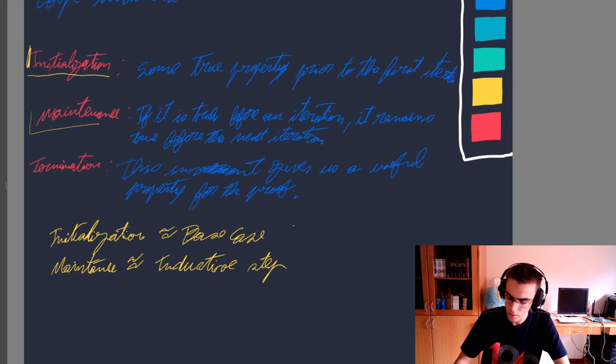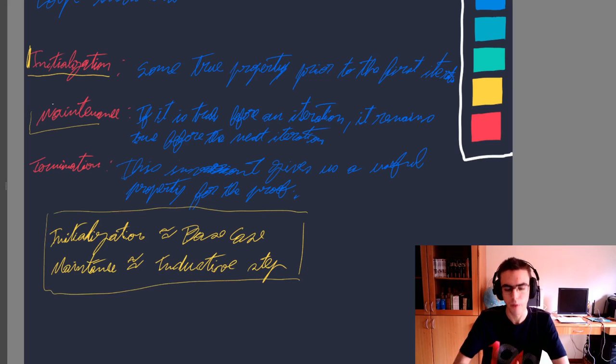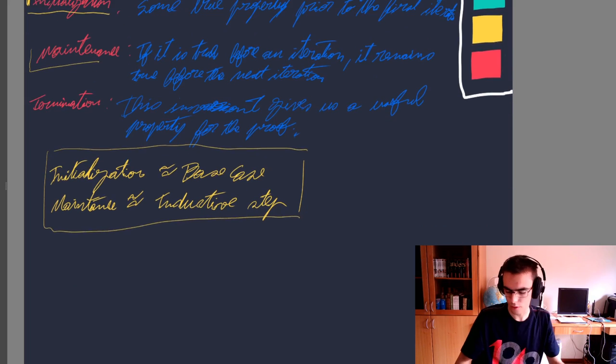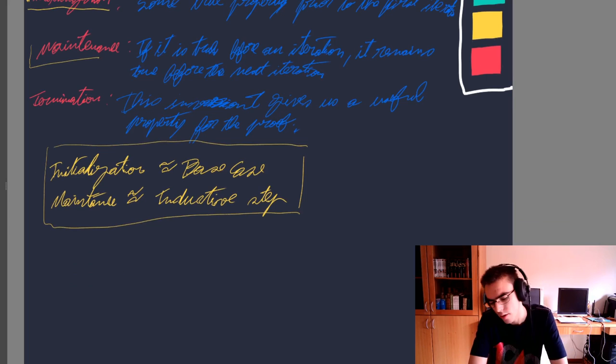And so having an analogy between mathematical induction and the key aspects of loop invariants is extremely useful, because if we have this analogy, we are most likely able to prove correctness by doing a simple mathematical induction proof. With that thought in mind, what is mathematical induction about?